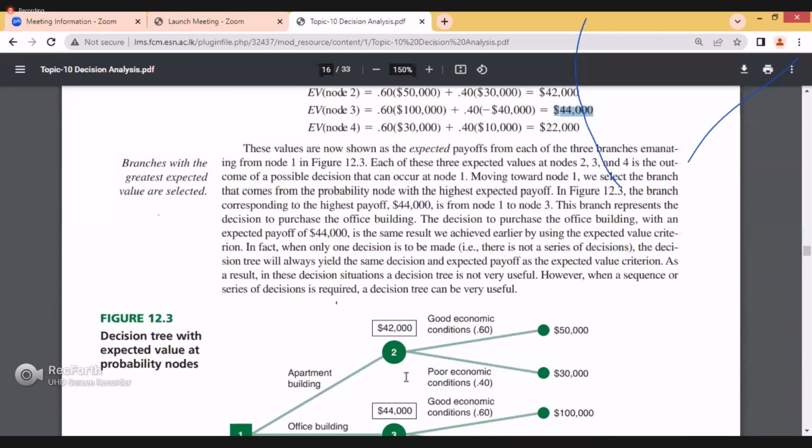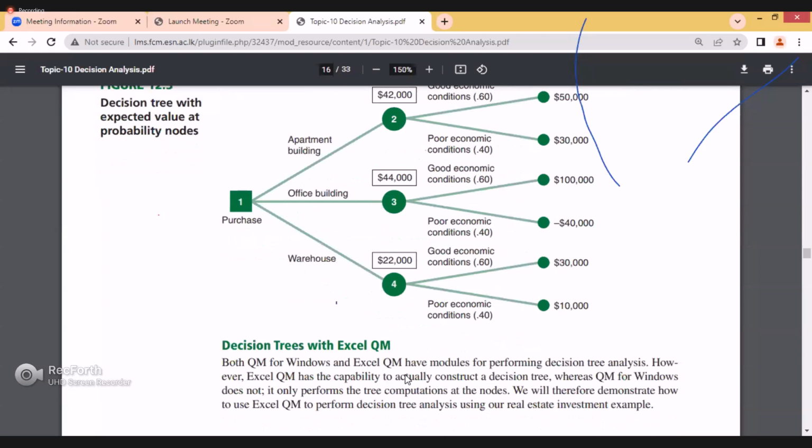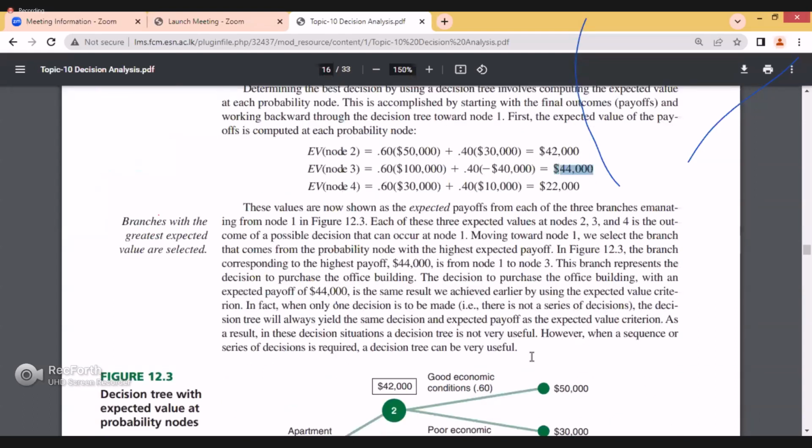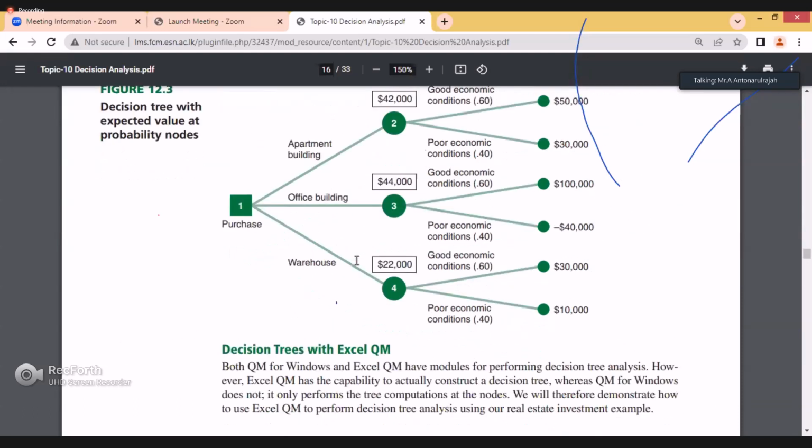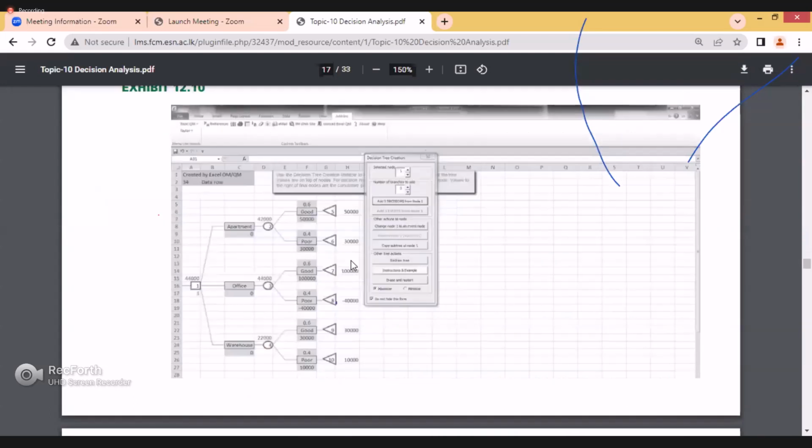That's how decisions are made under these scenarios. Then we can put the values, 44 and 22, in the decision tree diagram also, and we can calculate and make decisions.